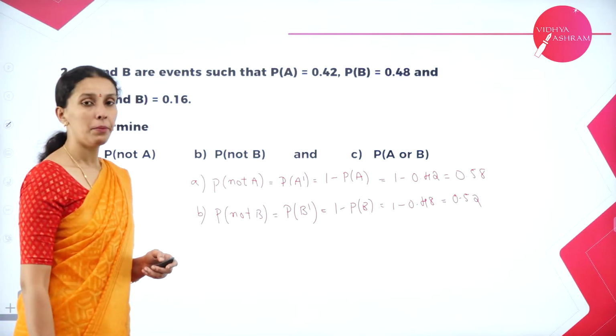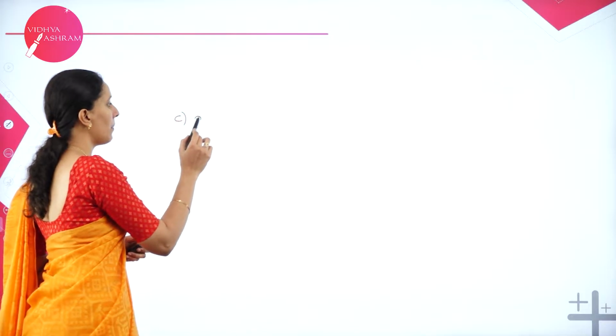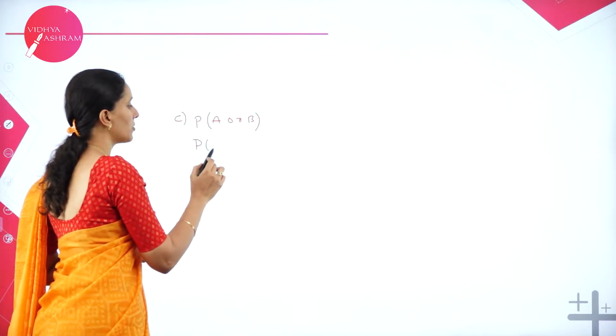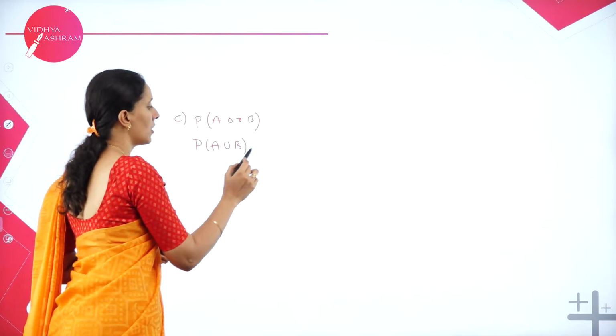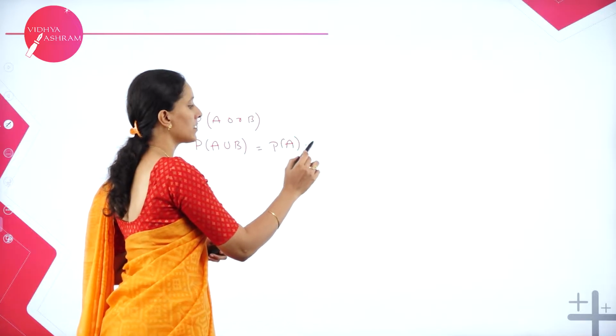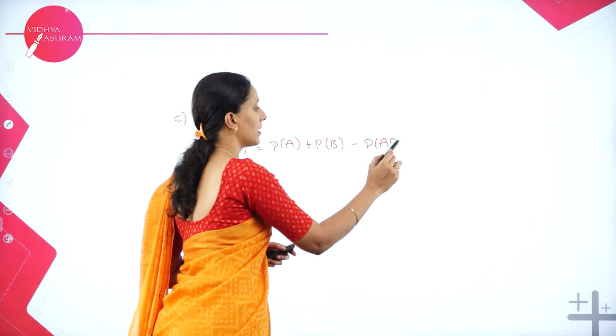Next, we need to calculate probability of A or B. So, therefore, here probability of A or B is nothing but probability of A union B. So, this is equal to probability of A plus probability of B minus probability of A intersection B.